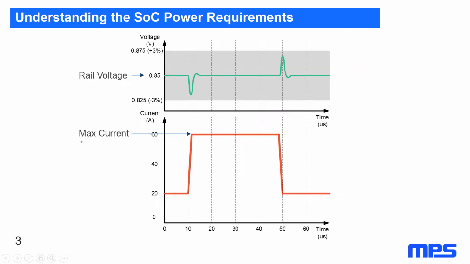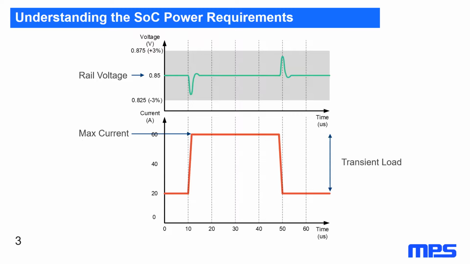Usually in the table, the peak current is specified. The typical or the average current in the rail is usually lower, but we need to design it so that it can supply the maximum current needed. In this case, for this rail, it's 60 amps, as you can see here on the peak.